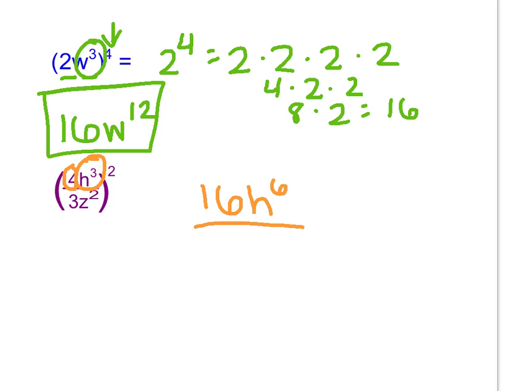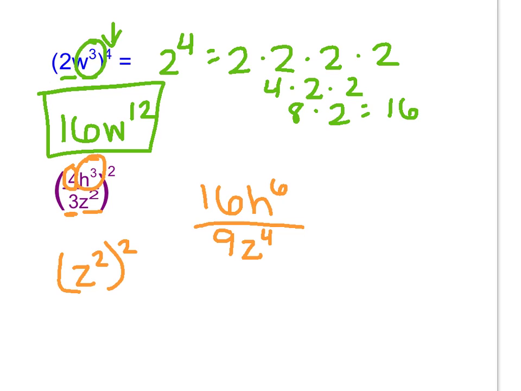And then the 3z squared, I'm still going to keep that in the denominator of my fraction. So I'm going to start with the 3 to the 2nd power, which is 9. And then I have z squared to the 2nd power. So really I have z squared to the 2nd power, which is going to be z to the 4th power.